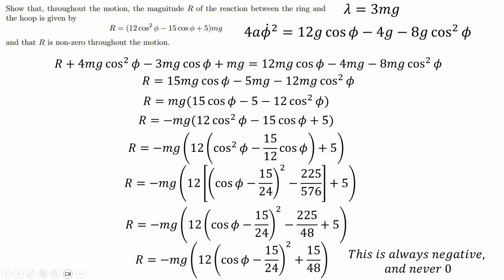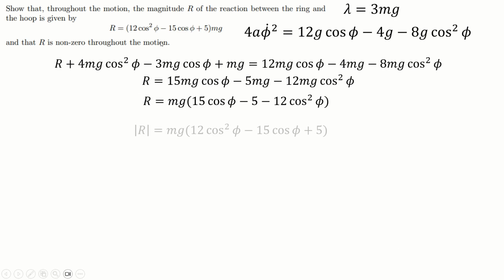So therefore, the magnitude is just the swapped version of this thing. And also, it should be mentioned, because it says so here, this is always non-zero as well, because this term is always making it slightly negative. So therefore, the magnitude is just the swapped version of it. And of course, it's also never zero either, because the other thing wasn't either. And that's that question done. Thanks for watching.